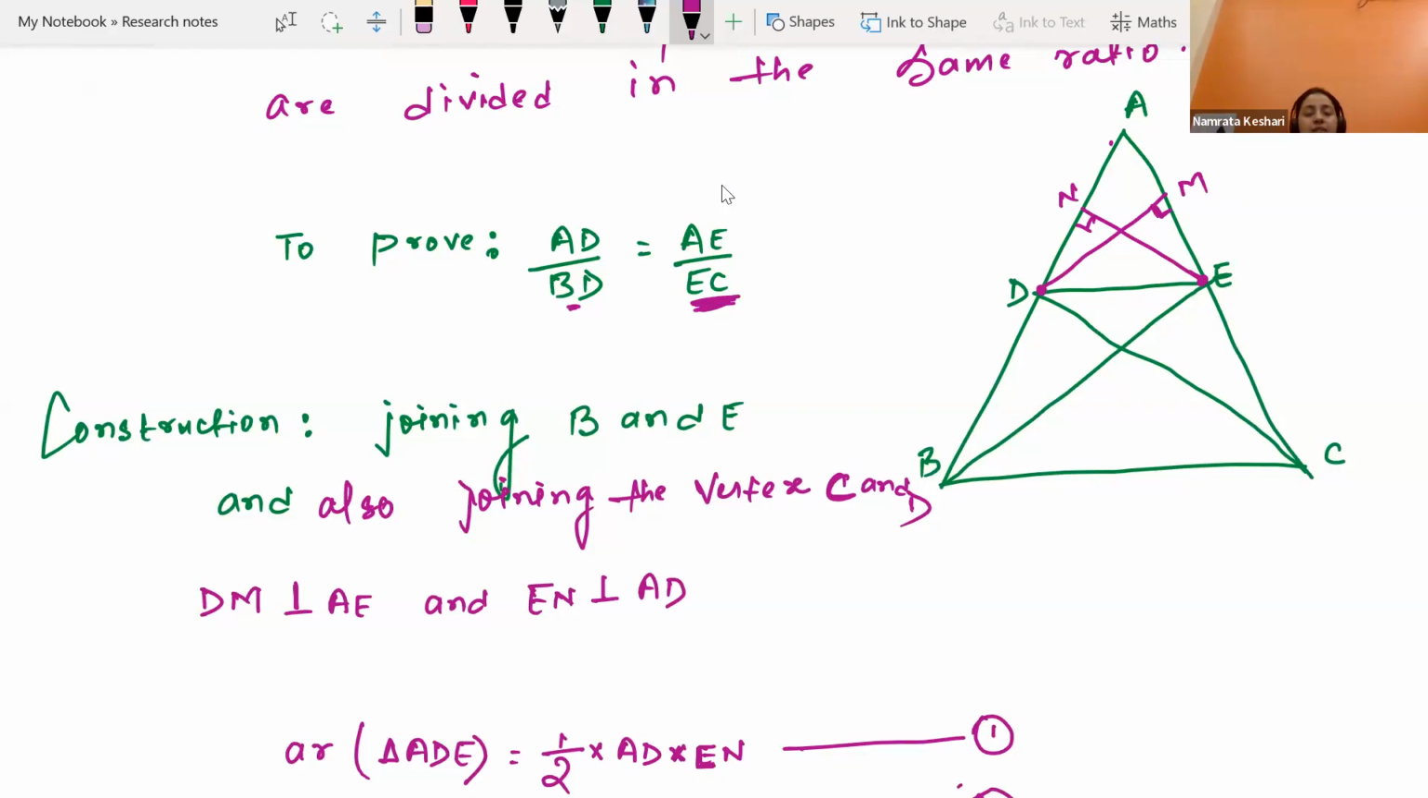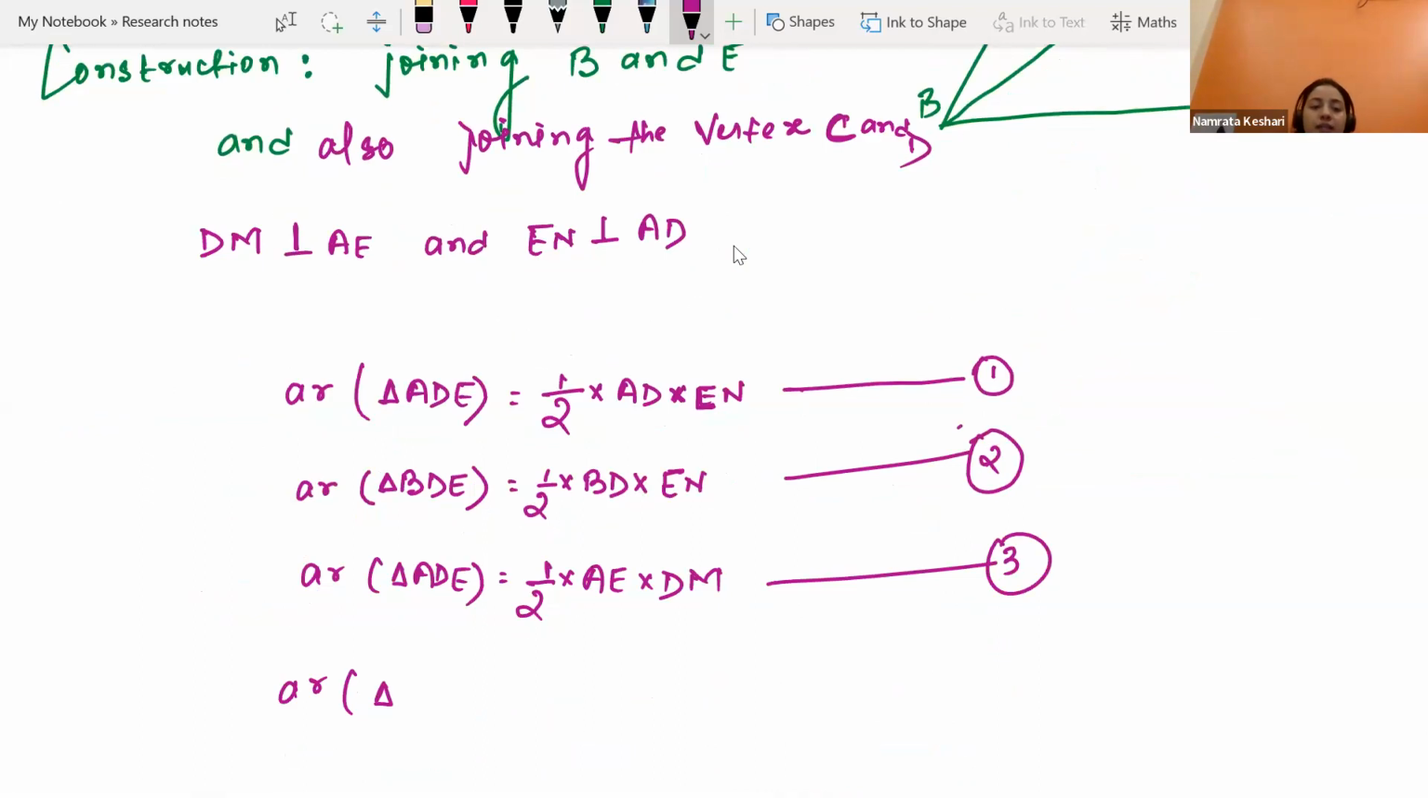Yes, please tell me. We can take CDE. We'll be taking triangle CDE and we'll be writing the same 1 by 2 into base.